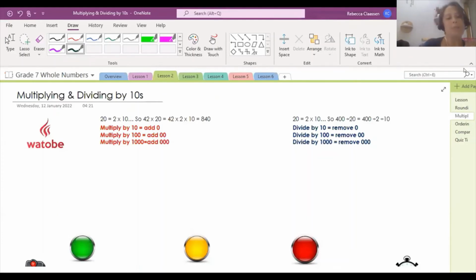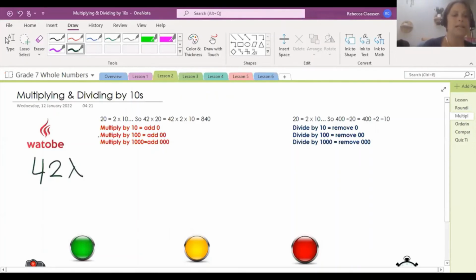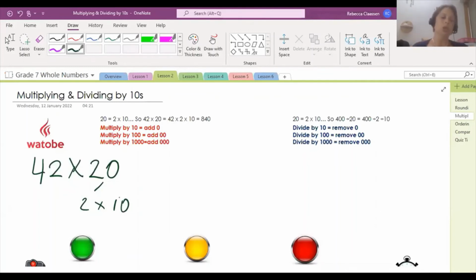So when we multiply by 10, say I have 42 times 20. My 20 can get broken down into 2 times 10, can't it? So what I can do as my shortcut method is I can do 42 times 2, because that's a pretty straightforward one. 42 times 2 is 84. And then I can multiply that by 10.